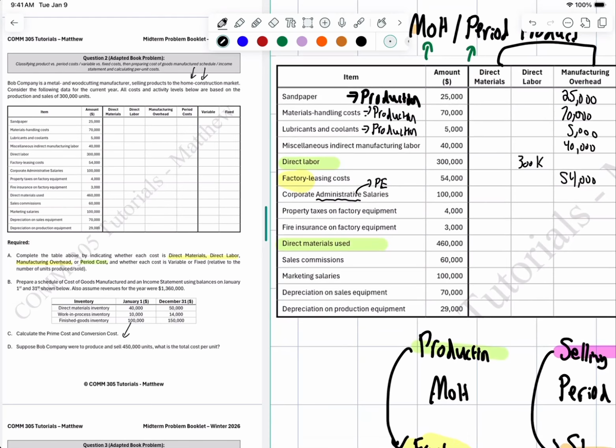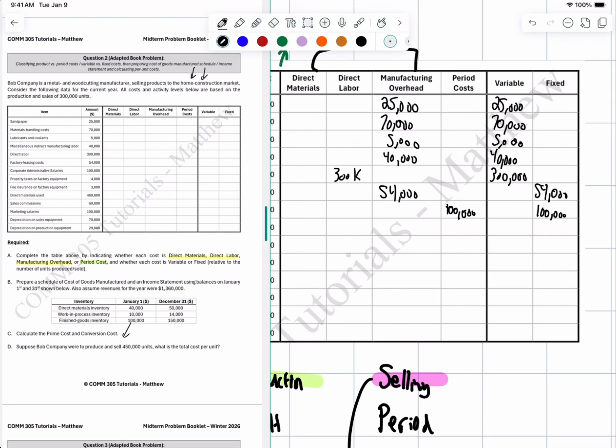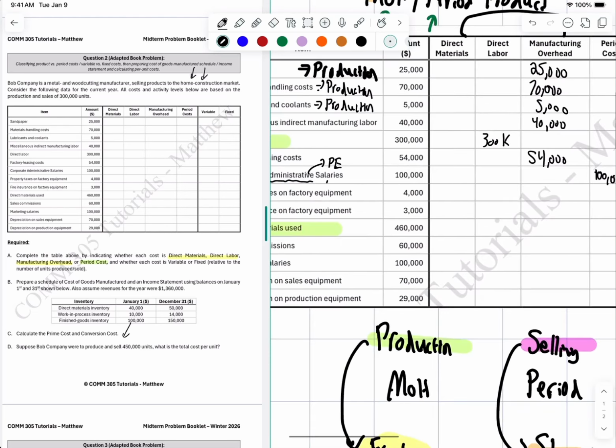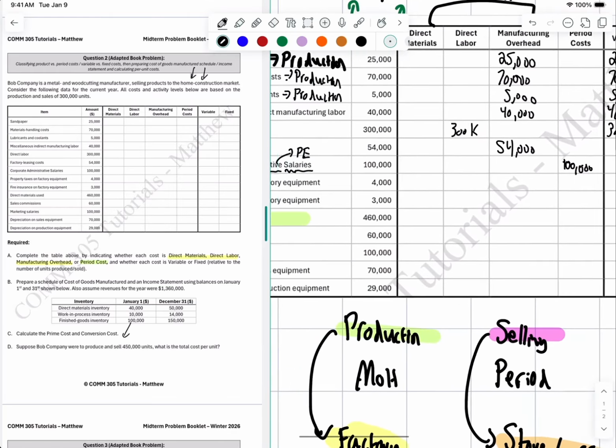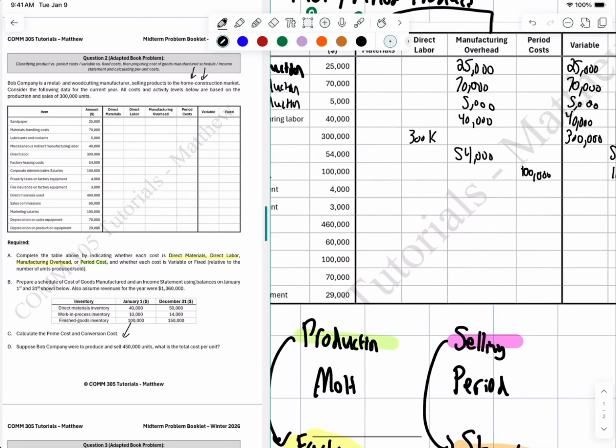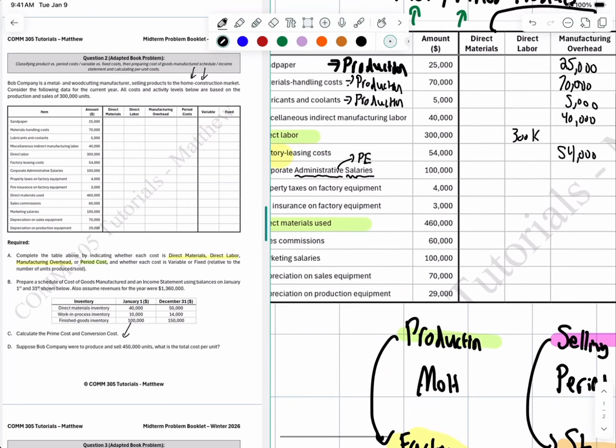Okay? Oh, actually, first off, guys, for corporate, it's going to be a fixed cost for corporate admin salaries. And the reason why, guys, it's fixed is because a salary is a fixed amount you pay to the employee. Like I said earlier, salaries are fixed costs. If you're paid per hour, it's variable. Okay, next, property tax on factory equipment.